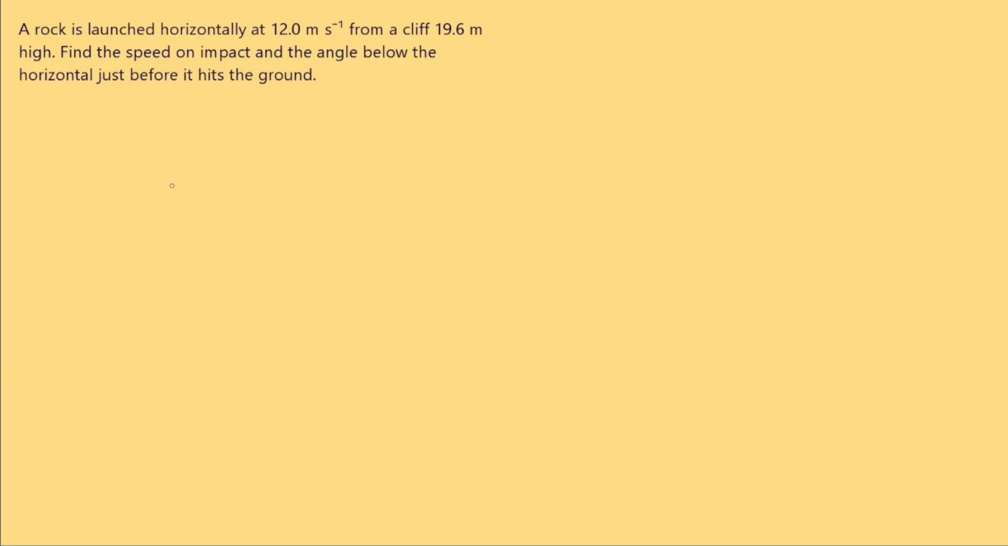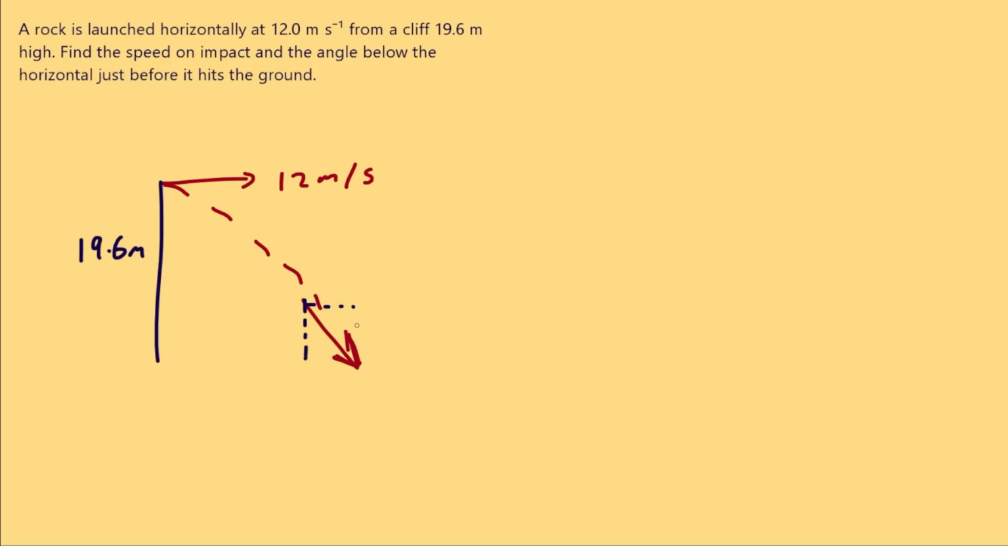Here's the second problem. A rock is launched 12 meters per second horizontally off a cliff. The cliff is 19.6 meters high. We have to find the speed on impact and the angle below the horizontal just before it hits the ground. What does that mean? Let's say our rock follows a path like this. The second it hits the ground, there is a velocity vector that looks something like this, representing its vertical motion and its horizontal motion, right?